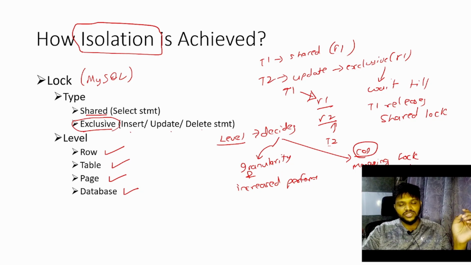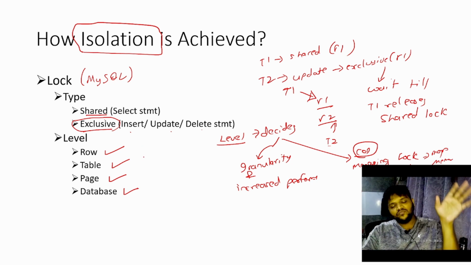Here there is an increased performance, but managing locks again requires more memory. Plus there is an issue of a deadlock. That is the issue. So at a row level, we are acquiring a lock at a row. At a table level, we know we lock the complete table.